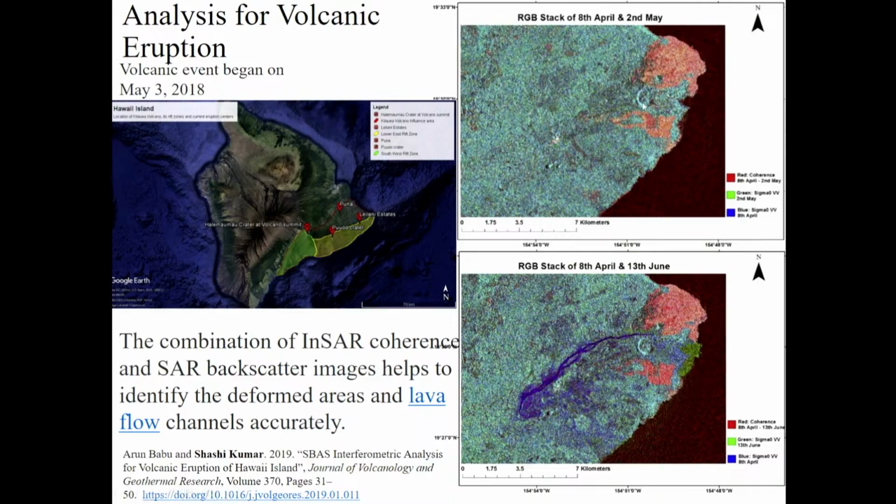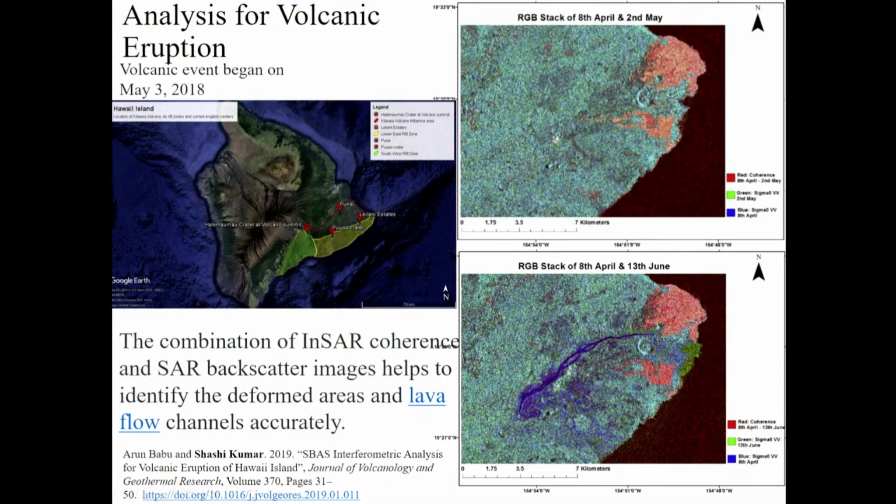Everything is looking normal according to their interferometric behavior or their backscatter behavior. Now when the same area was imaged in two images, one of the 8th April and another of the 13th June, the interferometric coherence of the 8th April and 13th June images is represented in the red band, and the blue is representing sigma naught VV of the 8th April.